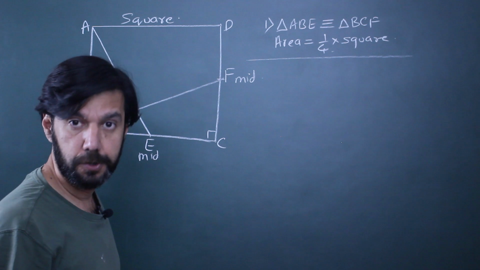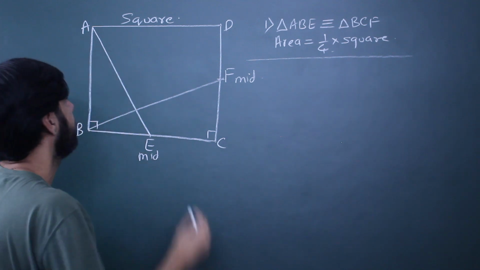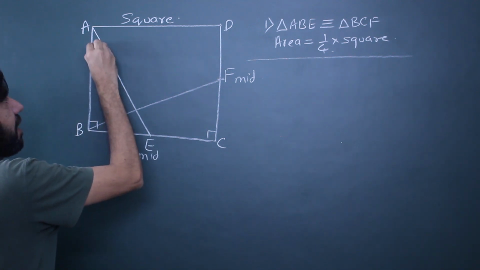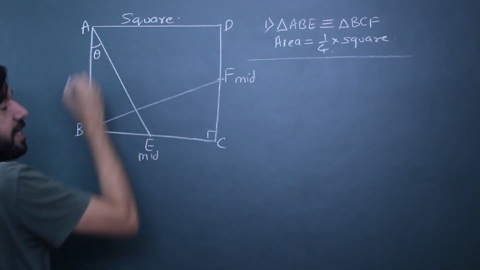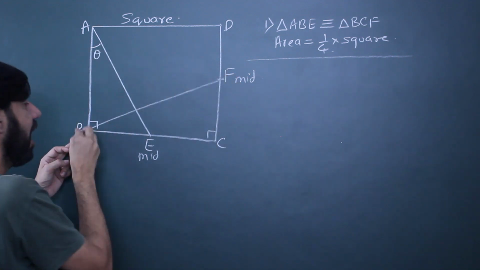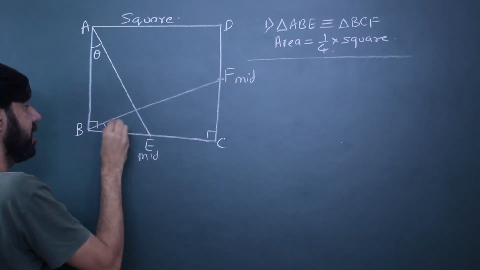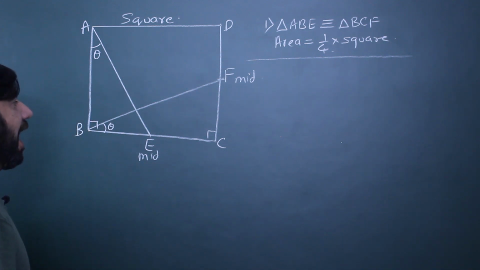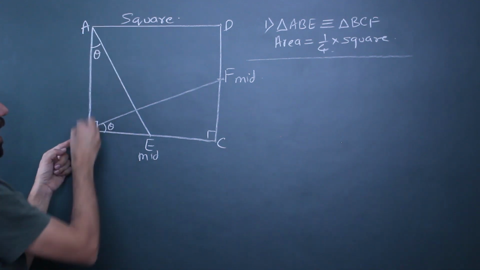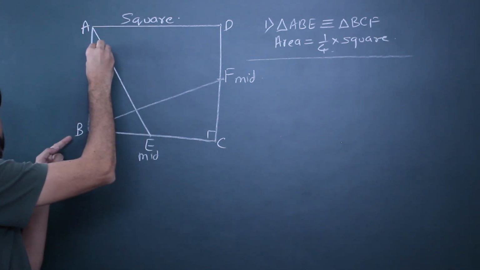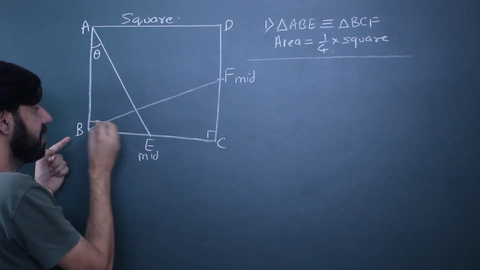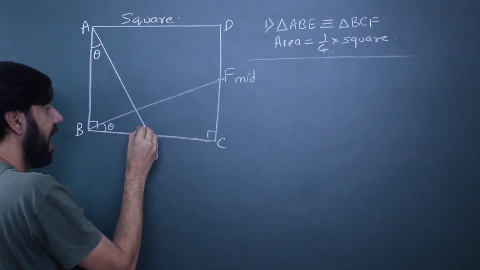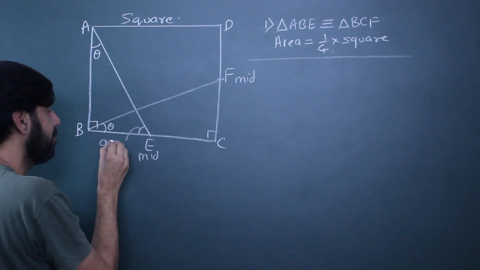Now that they are congruent, here comes a bigger part. Because they are congruent, if I take BAE to be theta, then FBC will also be theta. Right? And watch here. In ABE, one angle is theta, one is 90. So the third angle has to be 90 minus theta.